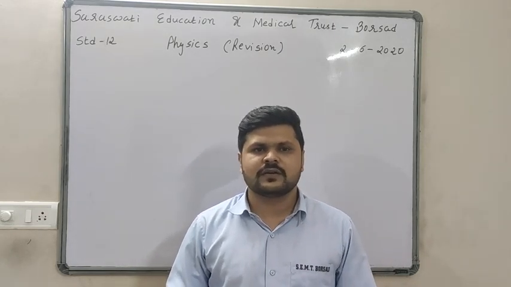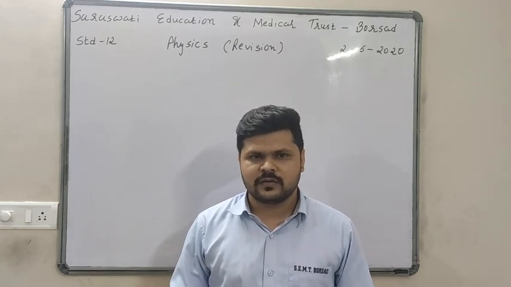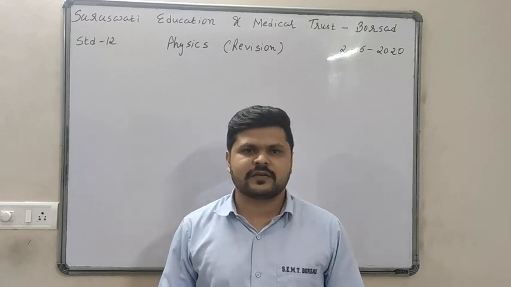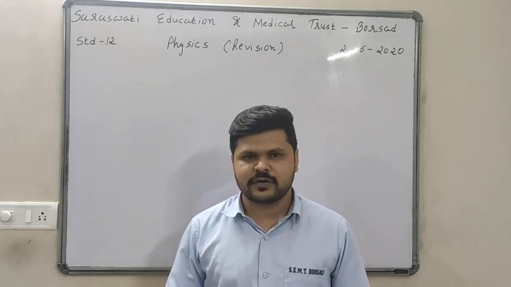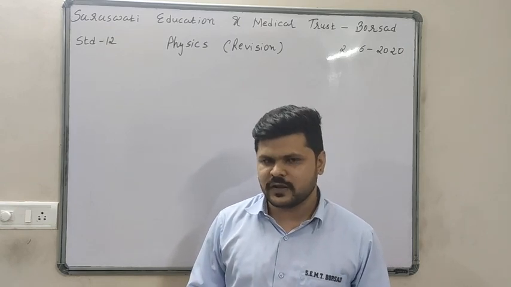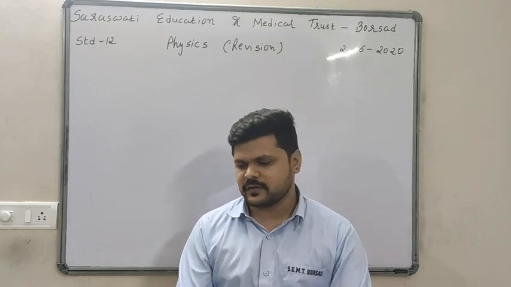Today we will see the textbook exercise numericals of chapter number 3. Some queries have been sent to us on the chapter 3 exercise, that is 3.6 and 3.10. We will see those first, and then we will do other numericals also. So first we will see exercise number 3.6.